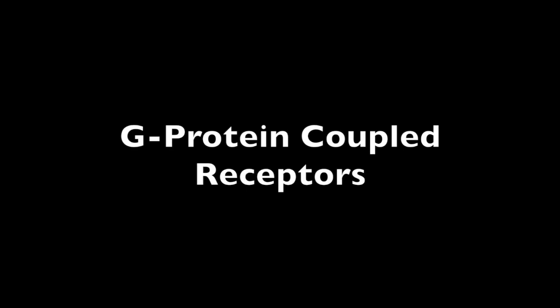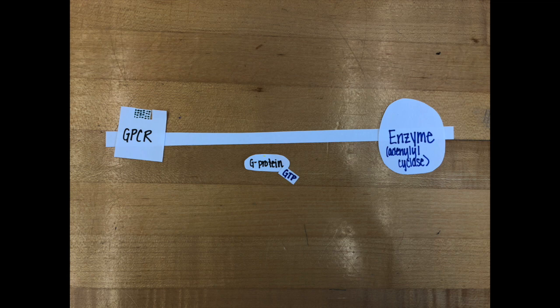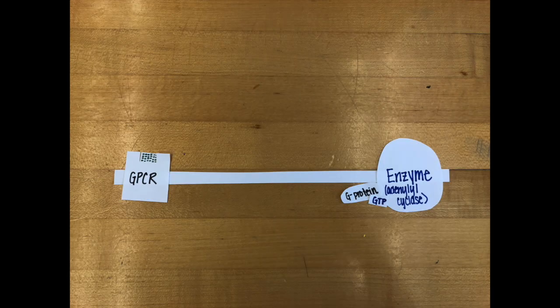G-protein coupled receptors. One type of signal transduction pathway that happens is through G-protein coupled receptors. First, the ligand binds to the receptor that is bound to a G-protein and a GDP. This causes a shape change to occur and activate the molecule. The GDP falls off and is replaced by GTP, which contains more energy.